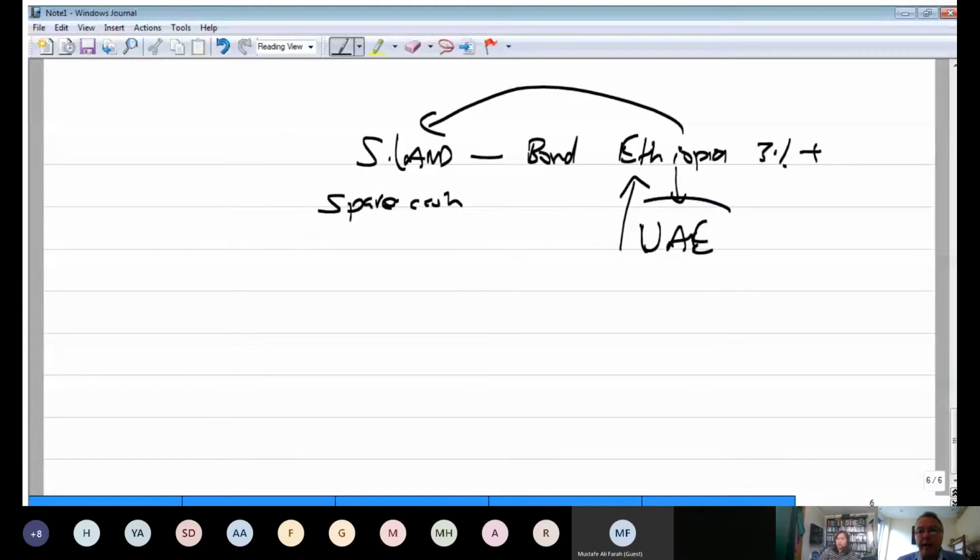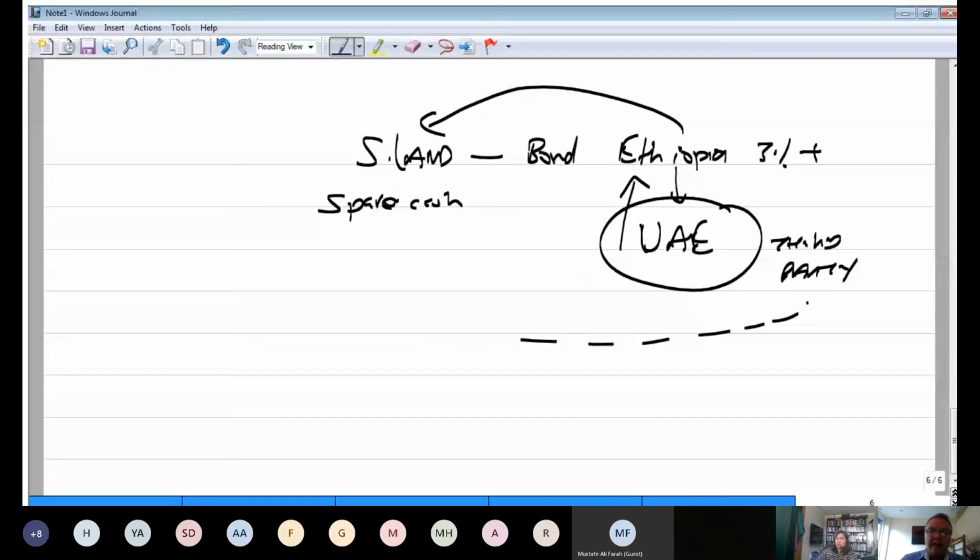For example, the UAE, who are the third party, so maybe they're offering assistance indirectly by buying that bond. And that's what we're talking about there, about third parties. So this was once part 2, remember. Now part 1.